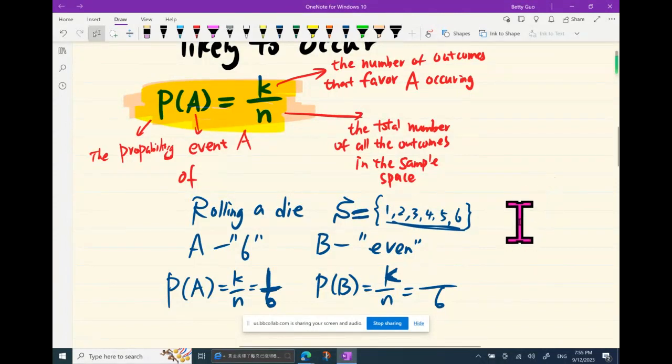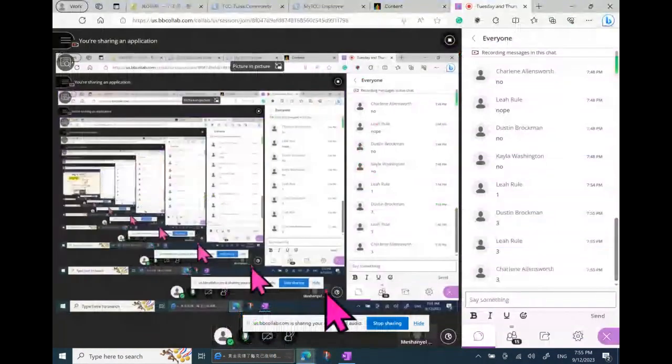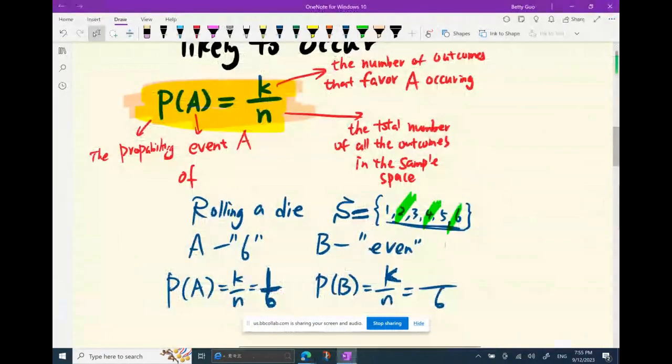B occurring? If we get the number 1, I don't think it favors. But if we get a 2, 4, 6, that favors B occurring, right? Because those are even numbers. Yeah, exactly. Awesome. 3. So the probability is 3 over 6. Can we reduce 3 over 6? It's a half, right? It is half.